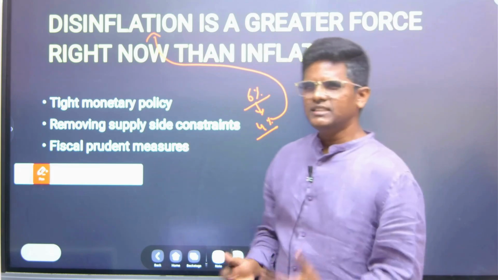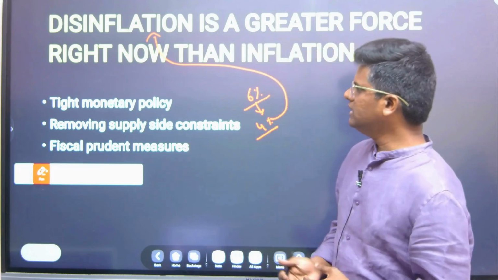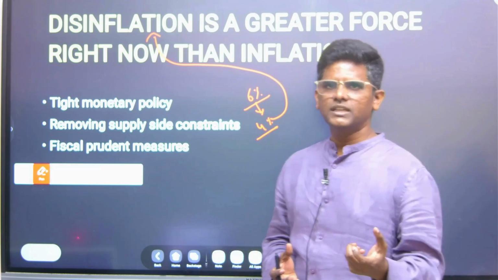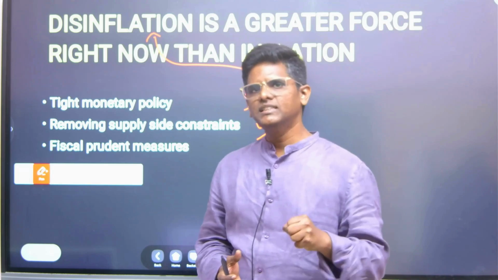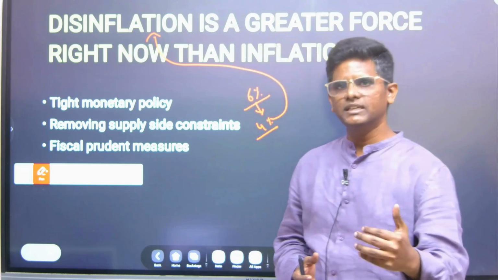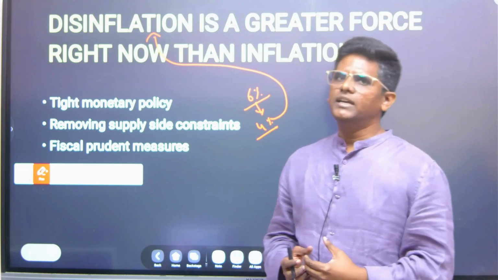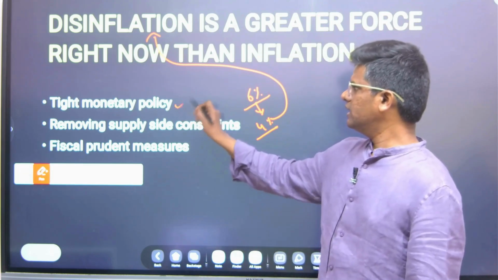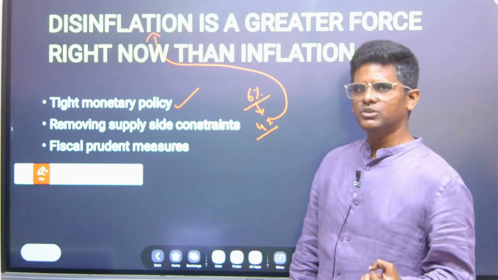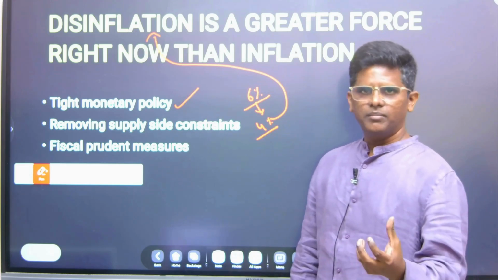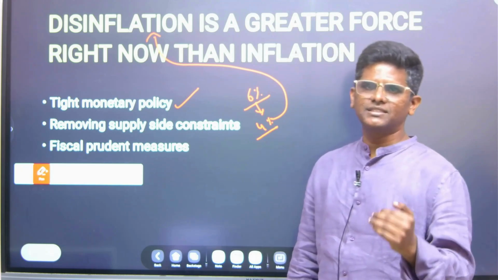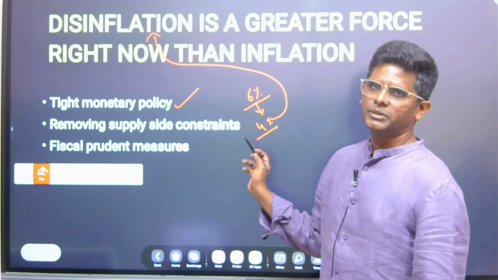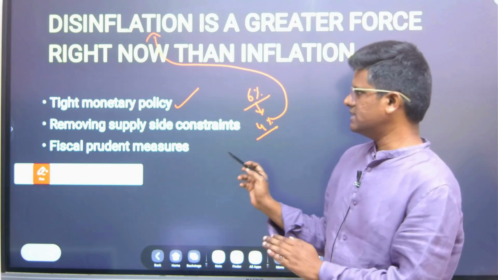So what are the reasons for disinflation? Usually, it is because of tight monetary policy. When there is inflation, the central banks try to rein it in using tight monetary policy by increasing the repo rate and the CRR, etc. Tight monetary policy reduces the money supply in the market and also makes borrowing a little difficult. Because of that, inflation will be controlled and a disinflation trend may set in.